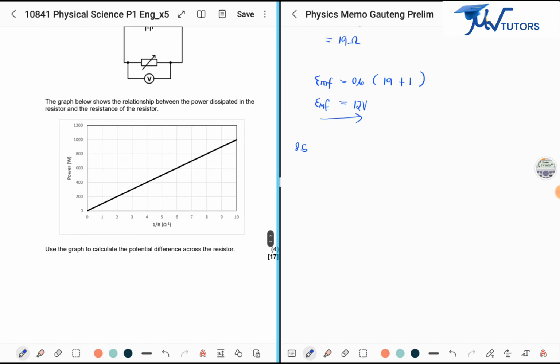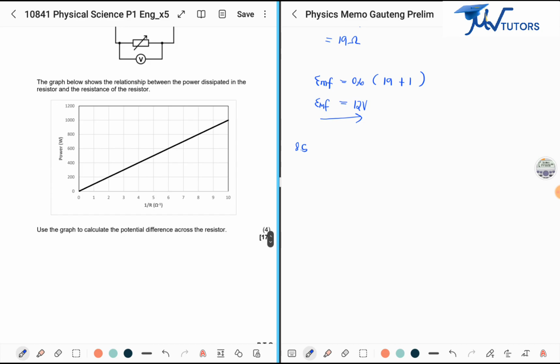So we can see power on the y-axis and 1 over R on the x-axis. So now it says use the graph to determine the potential difference across the resistor. Okay, we're looking for V. Now if I look at the equations for power, I know that power is equal to V times I. Alright, but we're looking for V here, right? We don't really have current, we have resistance. So I'm going to write this V in terms of I and R. So IR times I. Okay, so that's where we get the equation I squared times R.